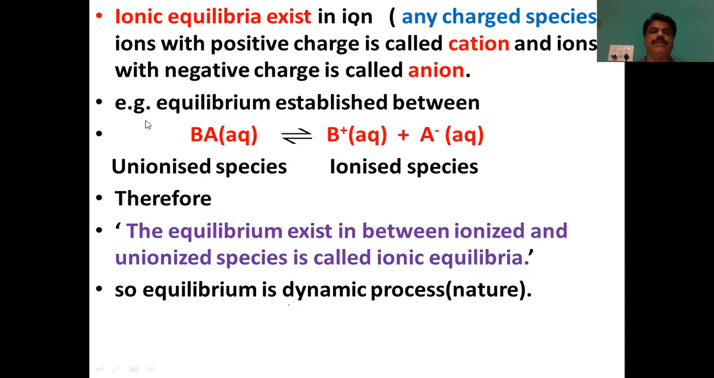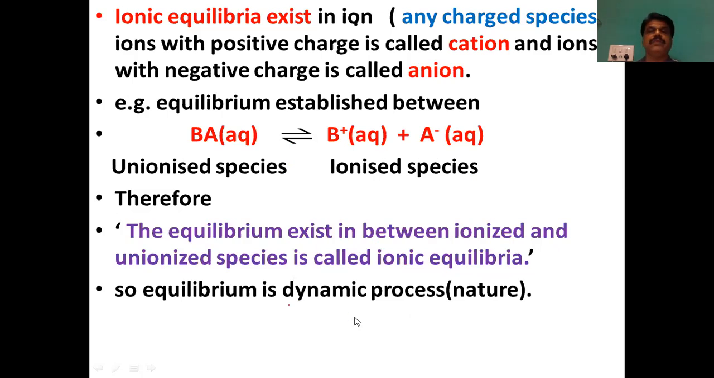Here is an example of ionic equilibria, the equilibrium established between unionized species and ionized species. Here BA is the unionized species, and B plus aqueous and A minus aqueous are the ionized species. The equilibrium established between the unionized species and ionized species is called ionic equilibria. This equilibrium is dynamic in nature.